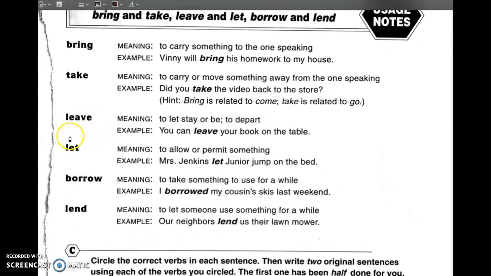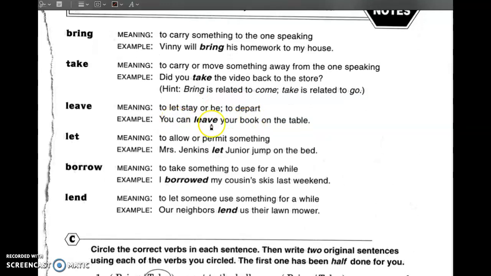All right, the next one is leave, and leave means to let stay or be or to depart. The example here is you can leave your book on the table. So if you're leaving something, you're letting it be and you're leaving from it. You can leave your book on the table. You are leaving your book somewhere, you're letting it stay on that table and you're walking away from it.